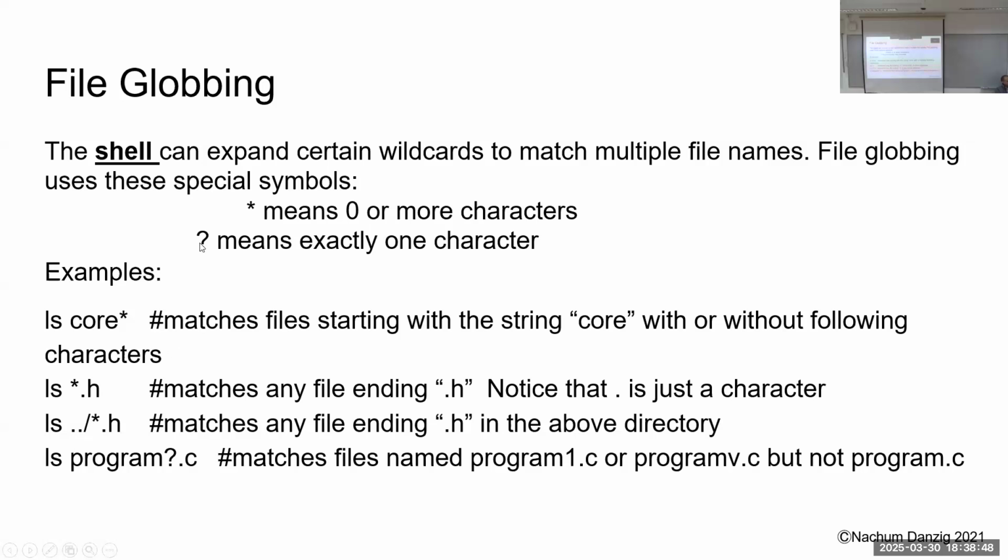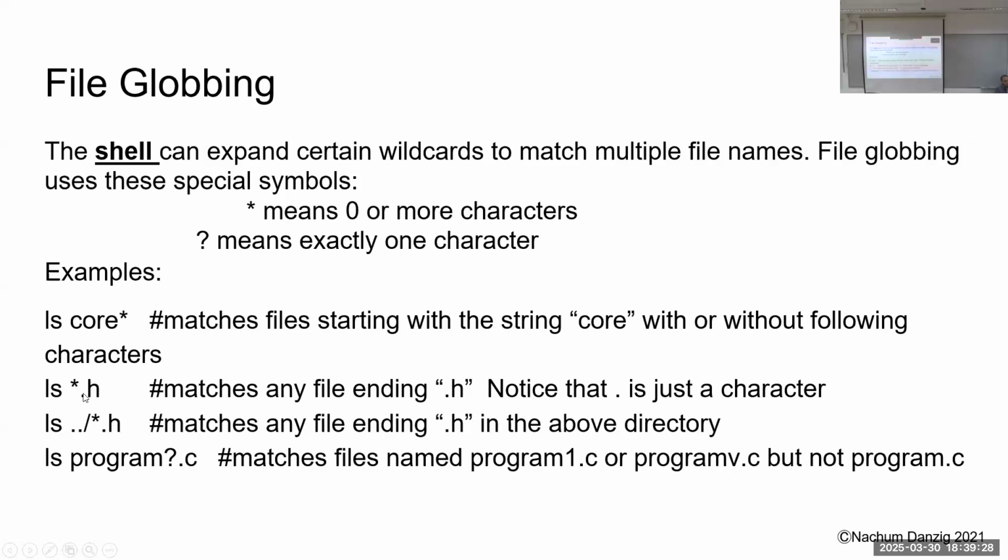But I could also do a question mark. A question mark means exactly 1 character. So for example, ls program question mark dot c will match program1.c or programv.c, but it actually won't match program.c because I'm saying there must be a character there. Exactly 1 character. If I would write star there, then it would match program1, programv, and program, but it would also match anything else, like program habitat.